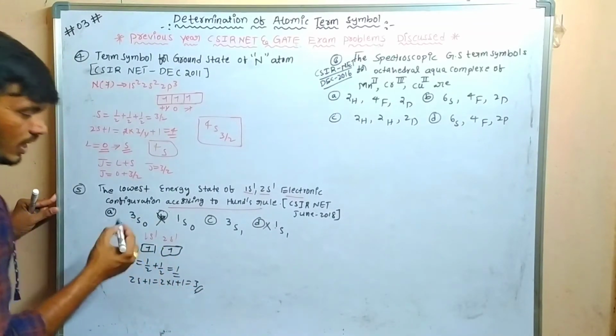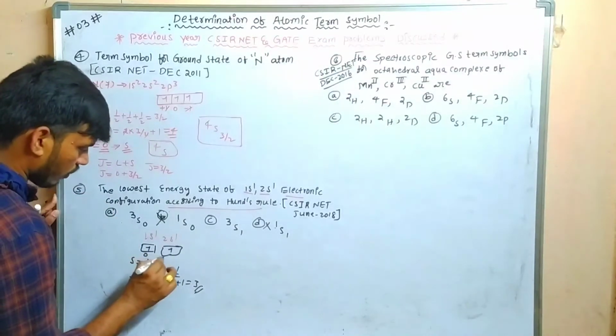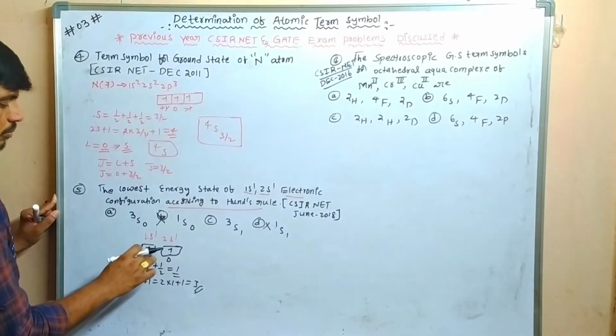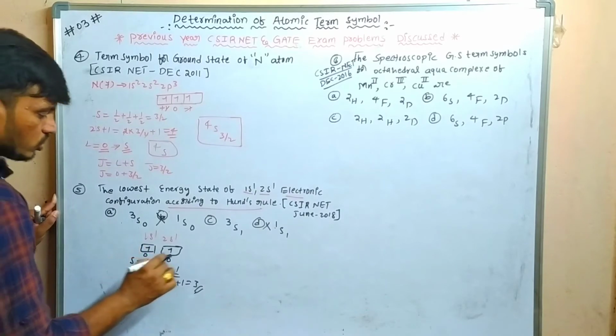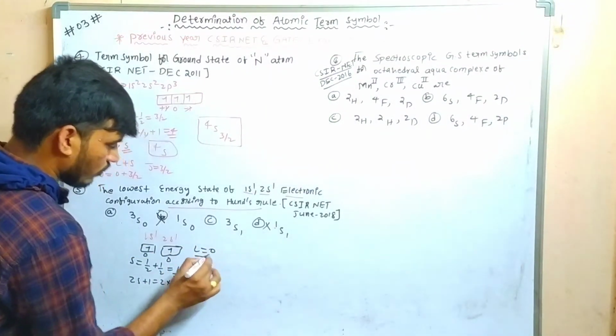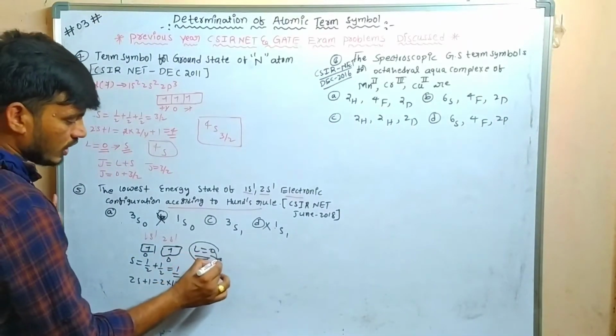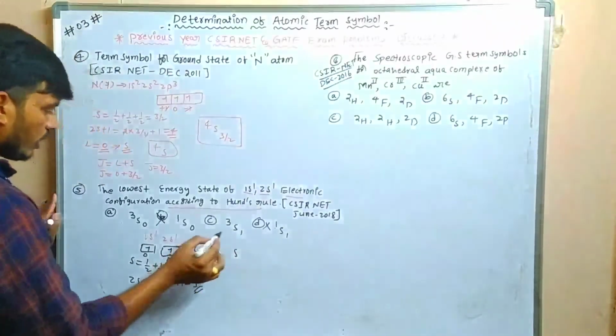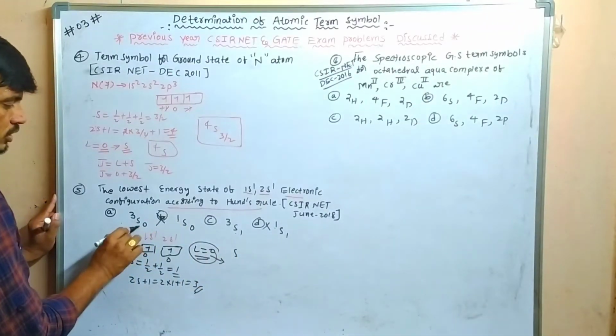So you have to calculate the L value. These two are S orbitals, with magnetic quantum number 0, so the L value is 0. So the term is S. Here S is present in options A and C.